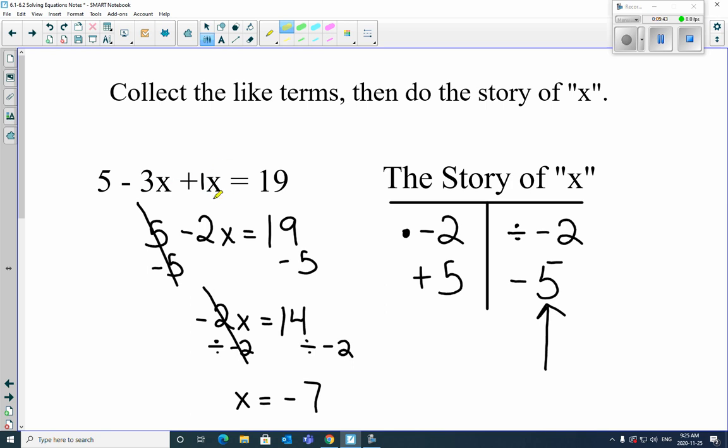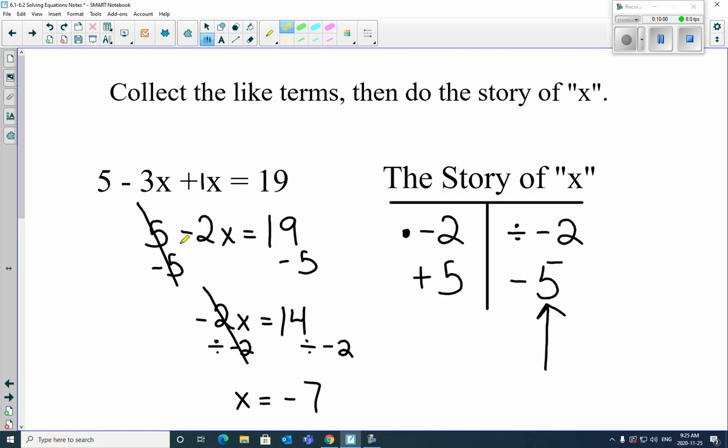So the first thing we're going to do is collect like terms. So we have -3x plus x, and it's just like you would normally do. -3 plus 1 is -2, so -3x plus 1x is -2x. You just treat it exactly the same way. So now we have 5 minus 2x equals 19.